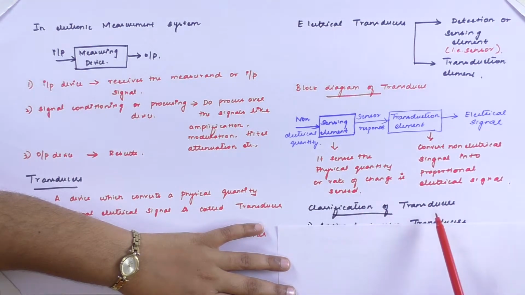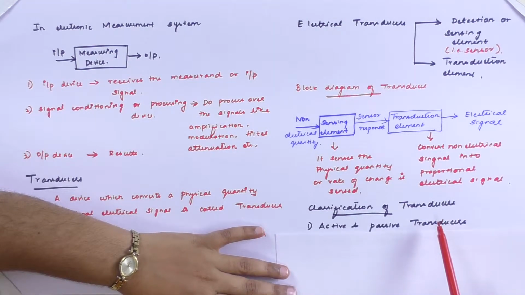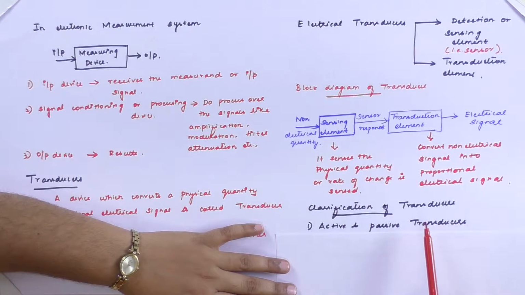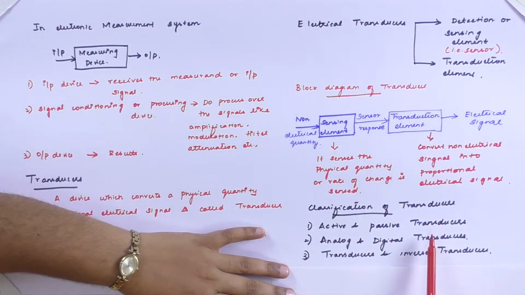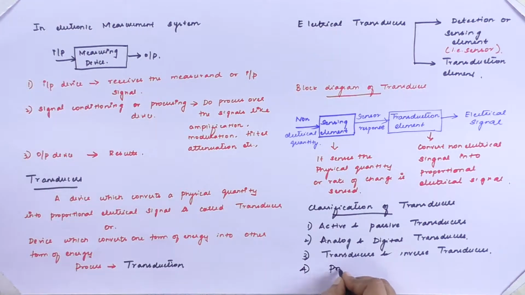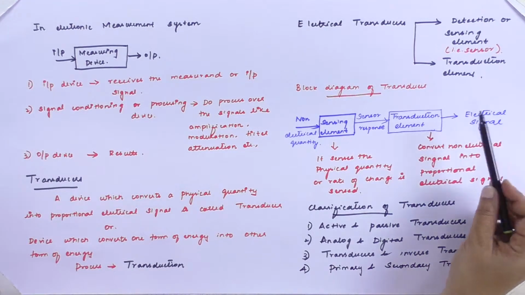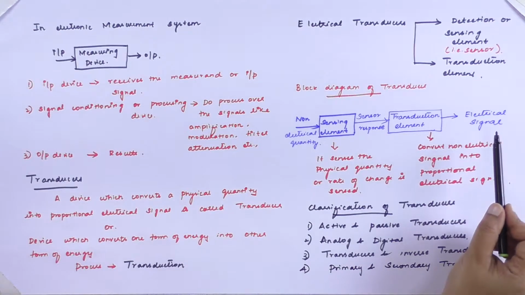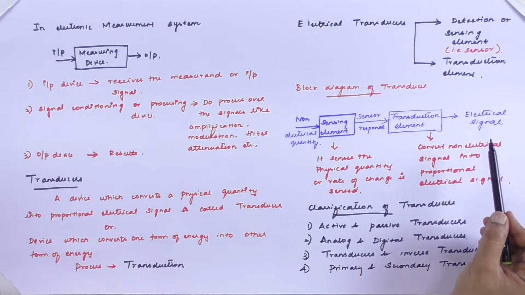Now, let us see the classification of transducers. Generally, transducers are classified into four types: active and passive transducers, analog and digital transducers, transducers and inverse transducers, and primary and secondary transducers. The output of a transducer will be an electrical signal, which may be either a voltage, current or frequency.